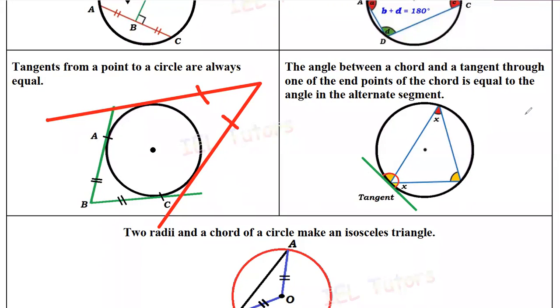Moving to the next circle theorem, this theorem says the angle between a chord and a tangent through one of the endpoints of the chord is equal to the angle in the alternate segment. This one is a bit tricky. I would say this is probably the trickiest of all of them.